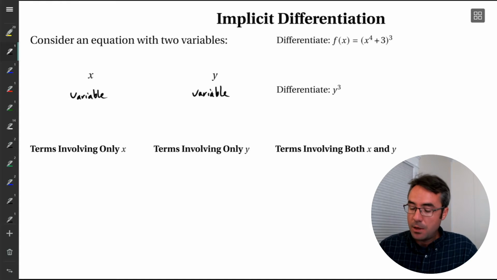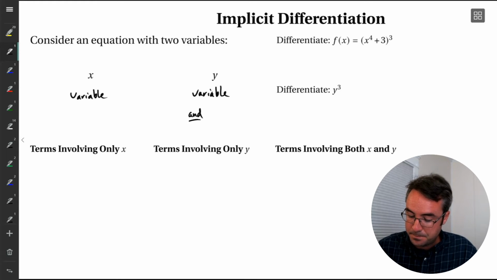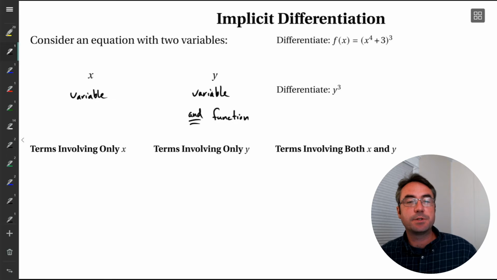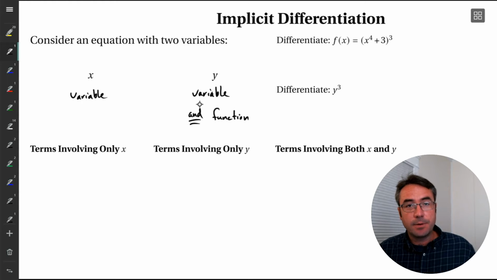The difference is we're also going to view y as a function. So when we have an equation involving two variables, we're going to treat x like a variable, only a variable. We're also going to treat y like a variable, so it's a perfectly good variable on its own. But then we're also thinking of y as an implicit function of x. So anytime we see a y in an equation, we think of it both as a variable and also as a function of x.